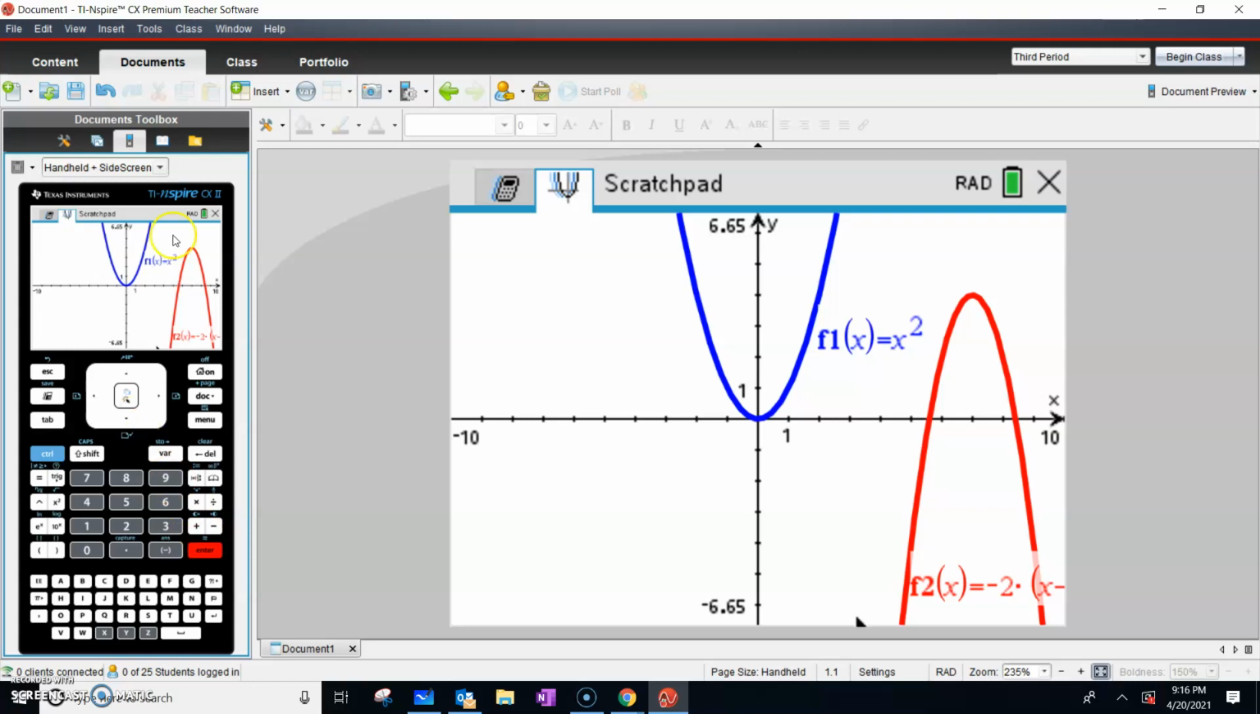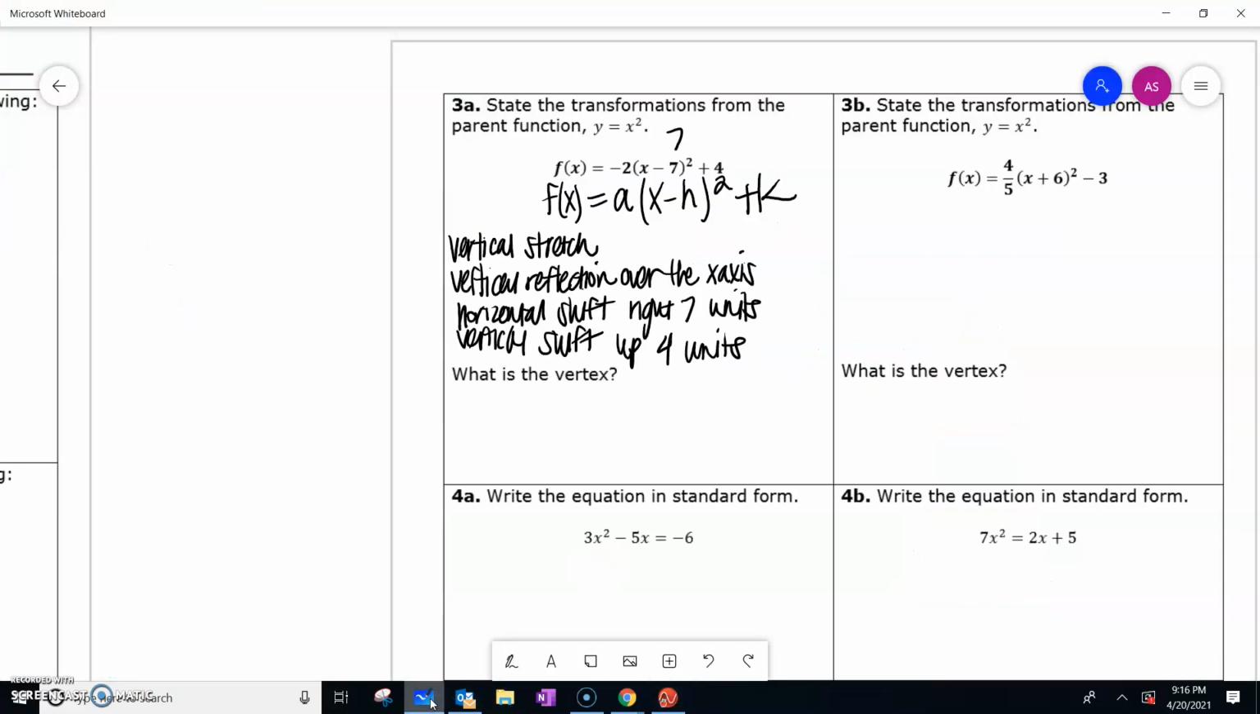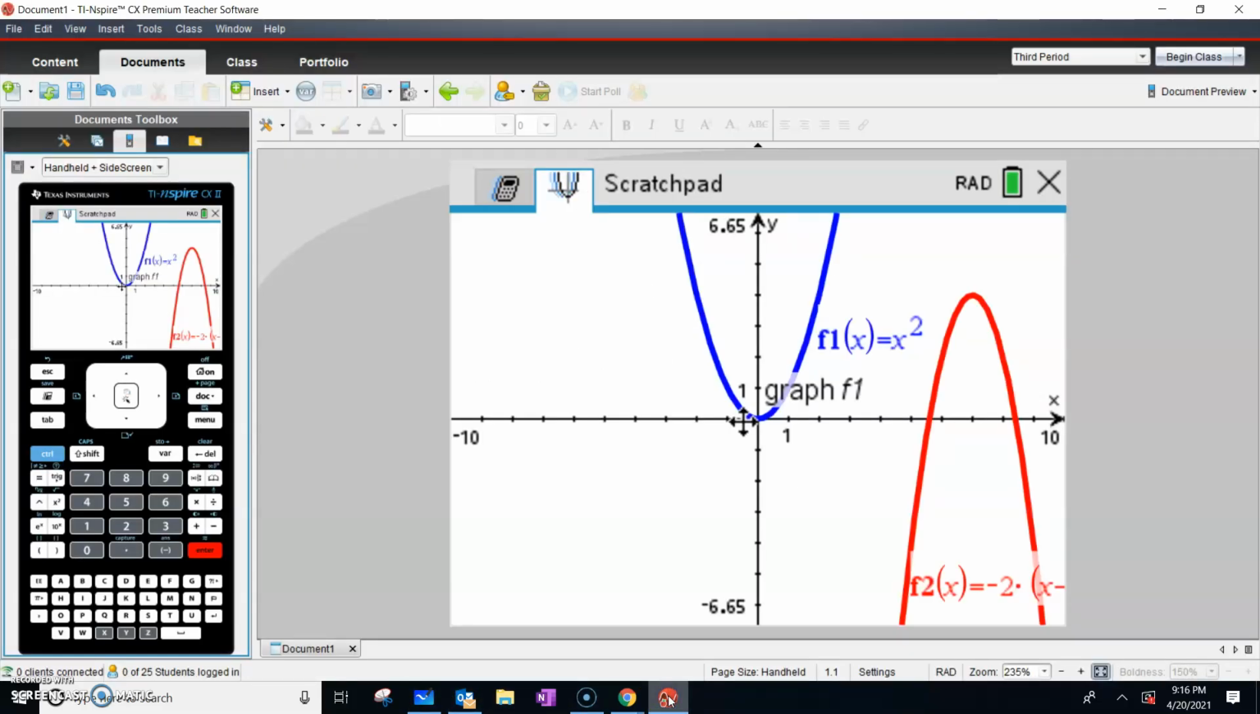Okay, so now we have a visual representation of what actually happened to our graph. And as you can see, it did go over to the right 7 units, as we said. It flipped, so it did reflect, but after it was reflected, it did go up those 4 units. So either you need to be able to look at the equation and tell what each letter does, or what each number does, or you can type in the calculator and see for yourself and make those observations.